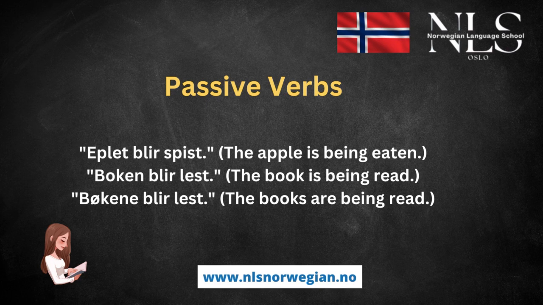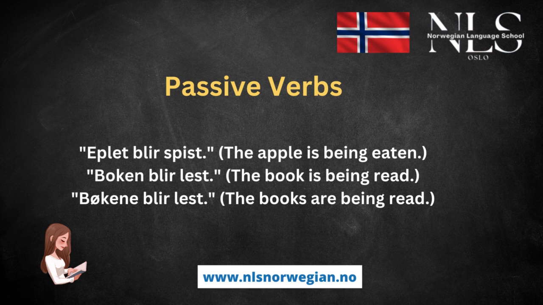The past participle in Norwegian is usually formed by adding te or ete to the infinitive, depending on the verb. Å spise, to eat. Spist, eaten. Å se, to see. Sett, seen. Å skrive, to write. Skrevet, written.